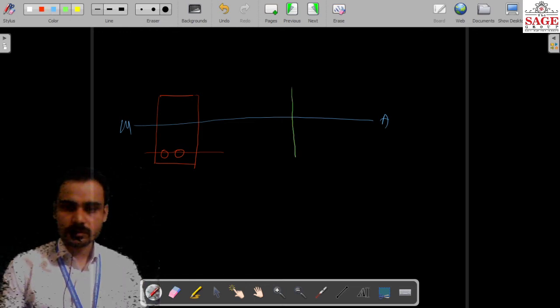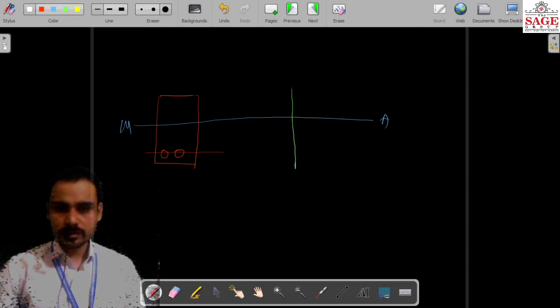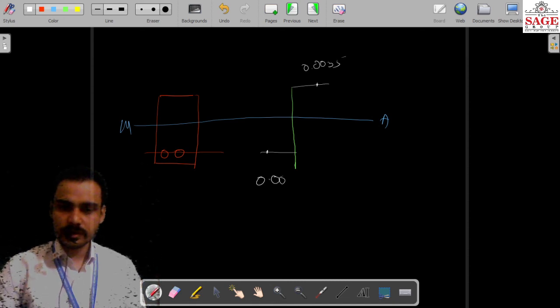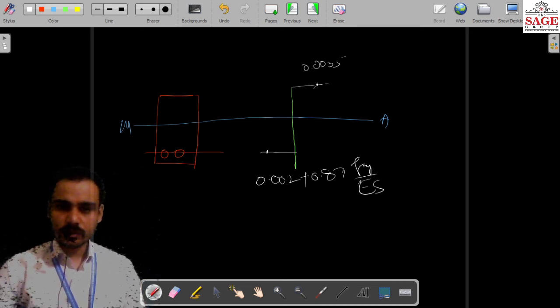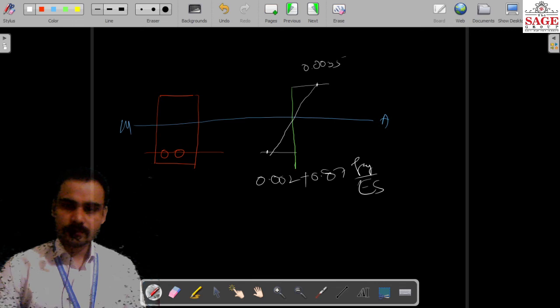If we plot or draw the strength profile of the section, first of all, if we talk about the balanced section, suppose this is the ultimate strain in concrete, 0.0035, and this is the minimum strain in steel, that is 0.002 plus 0.87 Fy divided by Es. In the balanced section, both the strains will occur at the same time. That particular depth of neutral axis for the balanced section is XU limit.